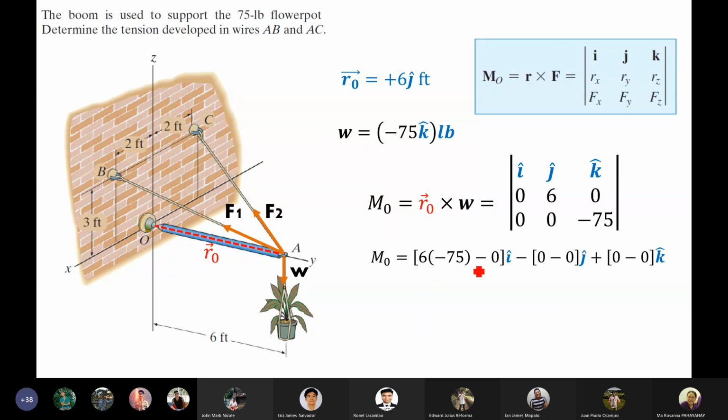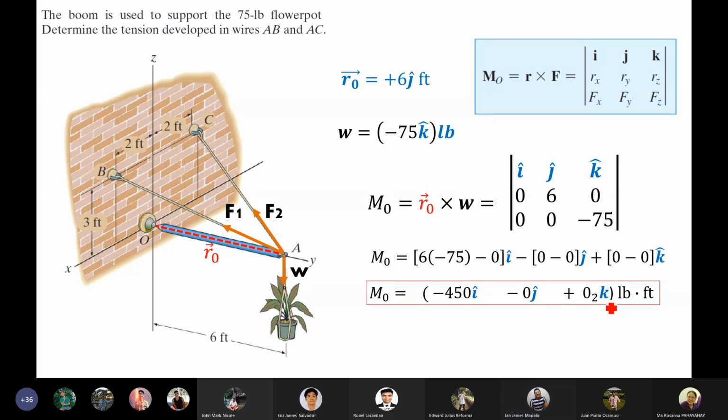So your moment arm for the third force, which is the weight, is this one, which is negative 450 I hat pound feet. So nilagay ko lang yung J and K for the purpose of this discussion. Okay, so now, may tanong ba kayo? Do you have any question before we continue? Wala naman po. Okay, sana wag kayong malunod.